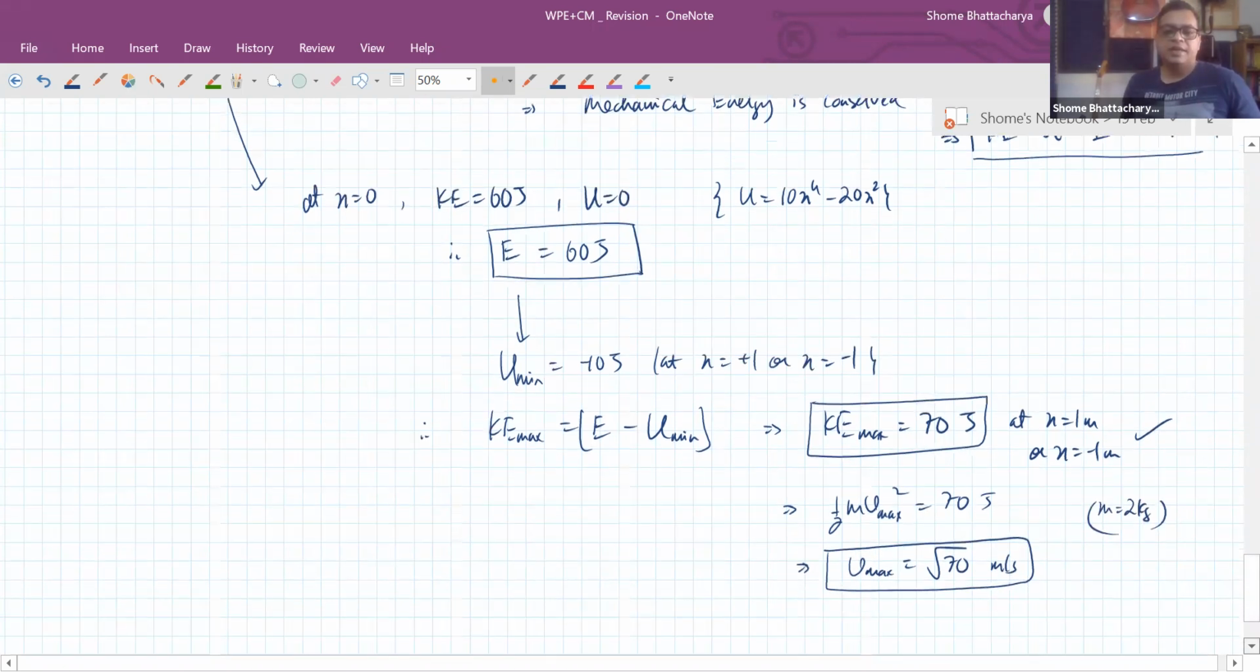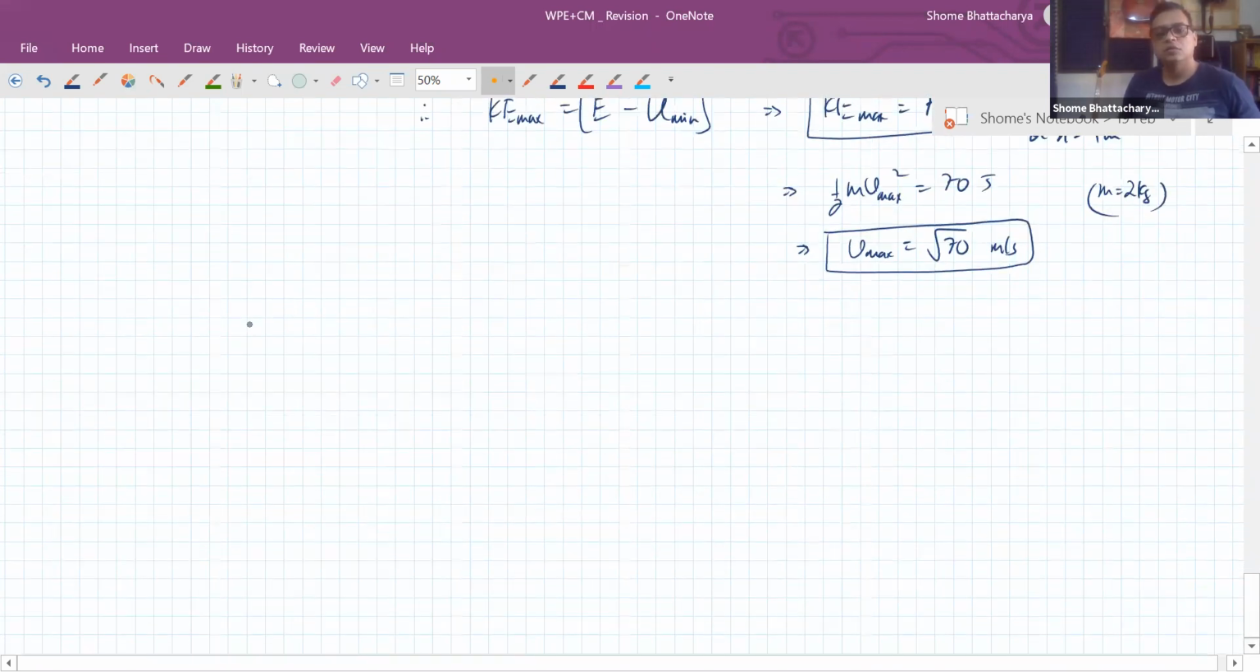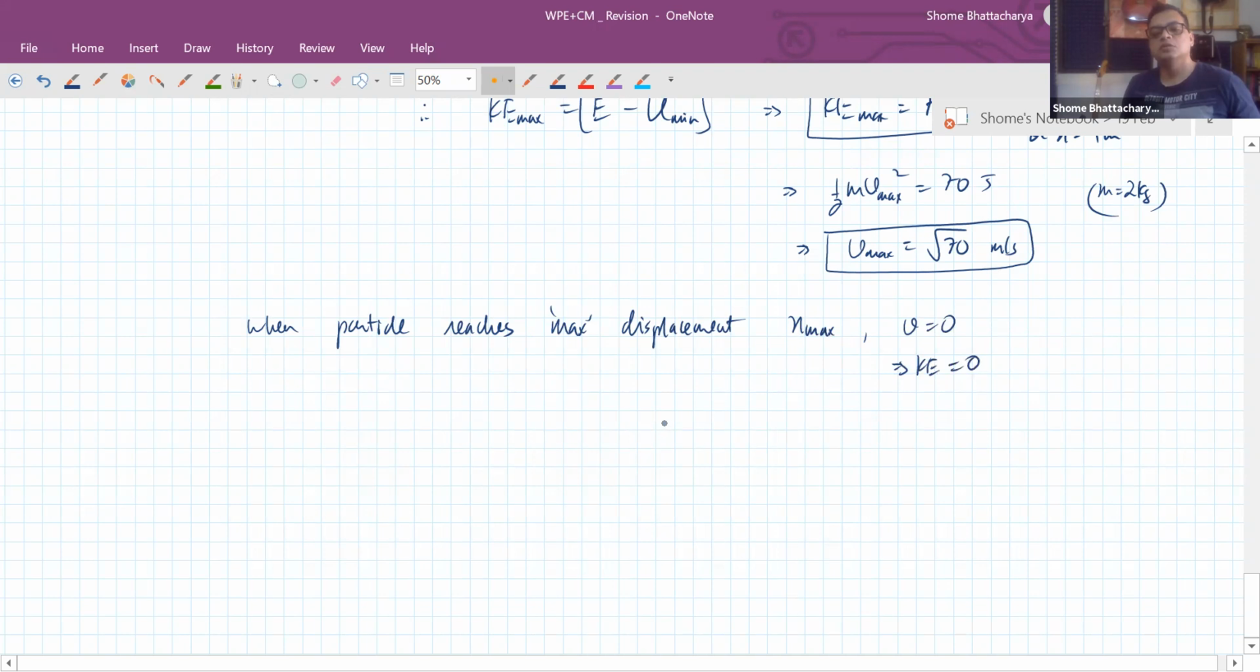And also now we want to see the maximum displacement. So when the particle reaches maximum displacement, its speed should become 0. So kinetic energy should become 0. So the potential energy should become equal to the total mechanical energy. So 10x to the power 4 minus 20x square should become equal to 60 joules. So we can see we have this sort of relation.